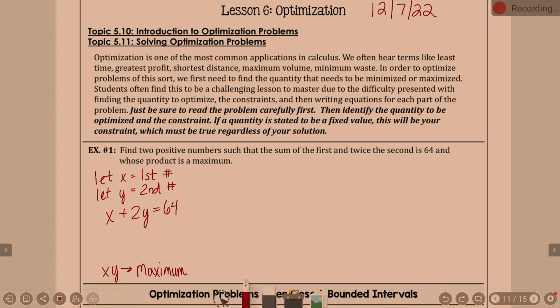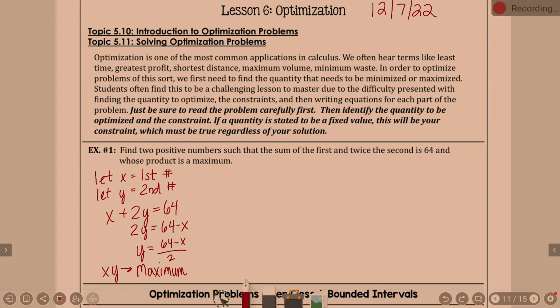I tend to work with x's more than y's, although technically we could go either way with this problem. I'm going to solve this for y. And if I solve this for y, that means what? 2y is 64 minus x, and so y is 64 minus x all over 2. You can reduce it some there, or we'll reduce it later.